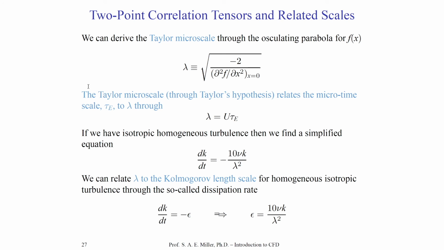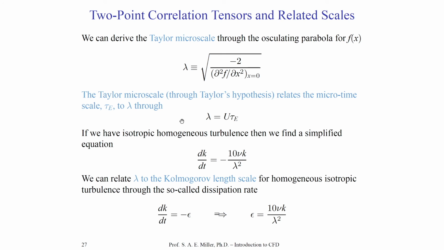Now the Taylor microscale, through Taylor's hypothesis, which we defined earlier, will relate the Taylor microscale time, tau, to the Taylor length scale. Lambda will be equal to the average flow velocity at that position times, of course, the Taylor microscale time. Check if that equation is dimensionally correct. U might be meters per second, and time is seconds. Meters per second times seconds will be, of course, meters, which is the Taylor length scale.